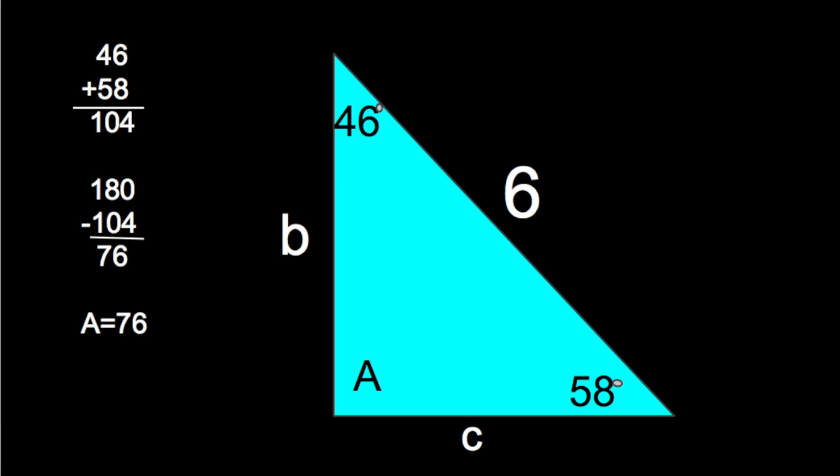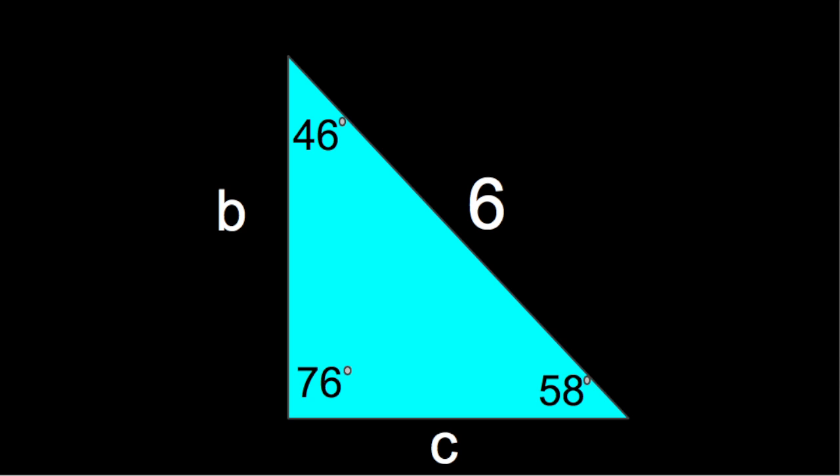So to figure out the measurement of angle A, we know that the angles in a triangle add up to be 180. So we can add up the measurements of angle C and angle B, which would equal 104, and we can subtract 104 from 180 to figure out the measurement of angle A. So angle A equals 76 degrees. So now we can use our formula for the law of sines to figure out side length B and side length C. So let's start with side length B.